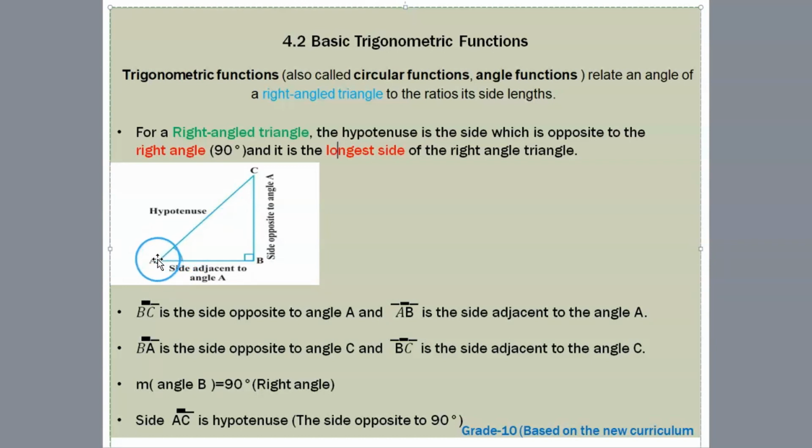The other one, angle A, as you see, it has two sides. The two sides of angle A are AC, side AC, and side AB are the two sides of angle A. So this side AB, it is what? It is adjacent side. It is a side that is adjacent to angle A.